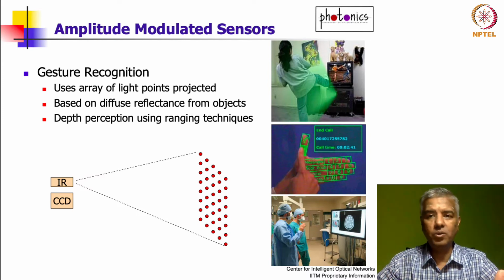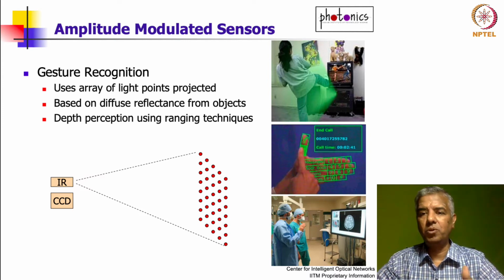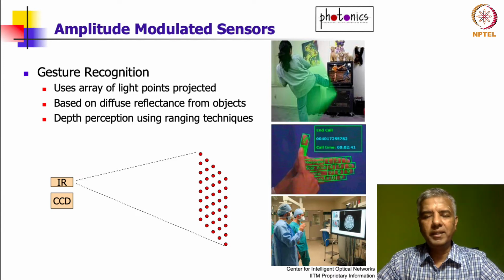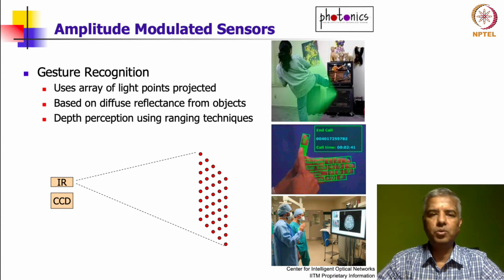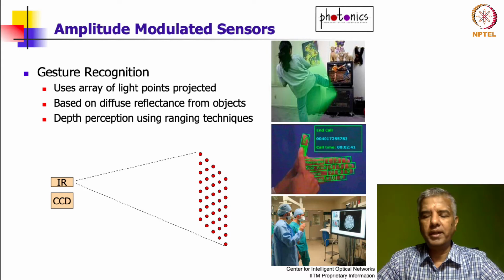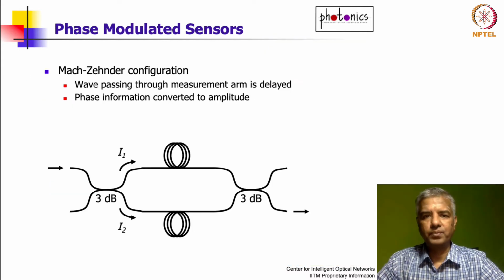So maybe you don't need a mouse or a keyboard even; you could potentially communicate with the machine in a rather easier manner, and that is actually enabled through optical sensors, in this case an amplitude modulated sensor. So let's move on to another type of sensor. Now I will go to how a phase modulated sensor might work.